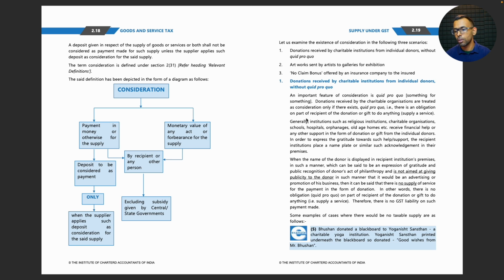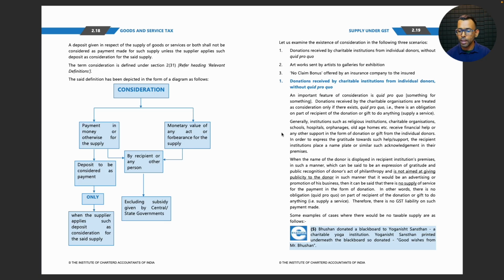Okay, donations received by charitable organizations are treated as consideration only if there exists quid pro quo, that is, there is an obligation on the part of recipient of the donation or gift to do anything. Okay, understandable. Generally, institutions such as religious institutions, charitable organizations, schools, hospitals, orphanages, old age homes receive financial help or any other support in the form of donation or gift from the individual donors.